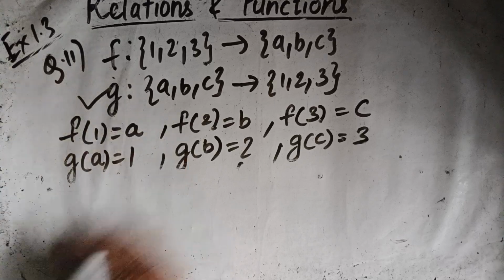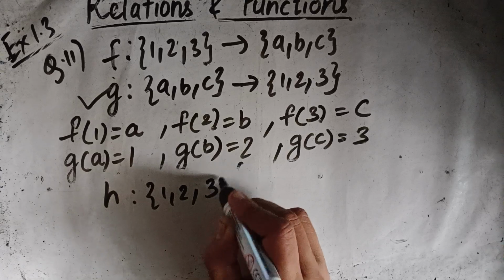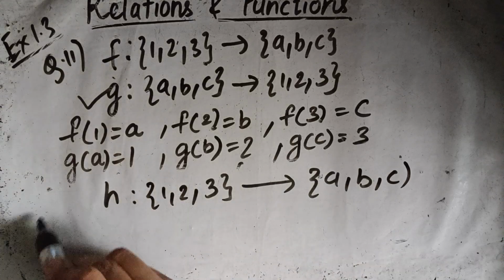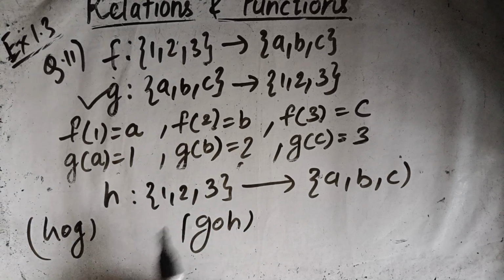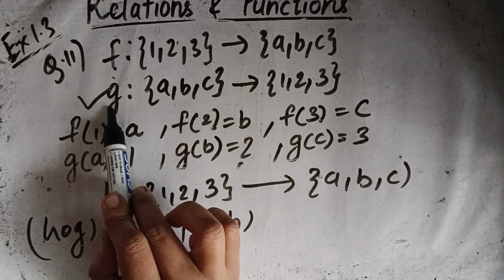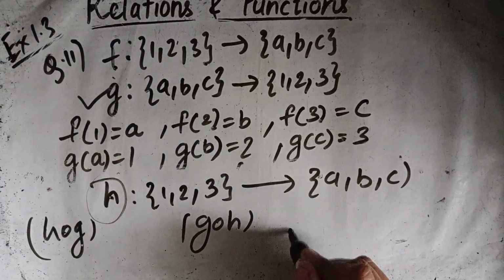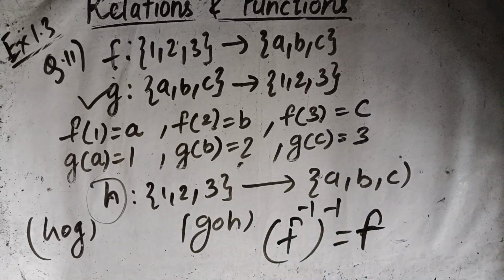So G is defined like this. I write H to be defined from 1, 2, 3 to A, B, C. Then again you have to show H composite G and G composite H. Now this function is the same as F. We'll get both to be equal to identity, so G is invertible, and G inverse exists, which is our H, which is nothing but F. So like that we can prove F inverse of inverse is F. Same way you have to continue.